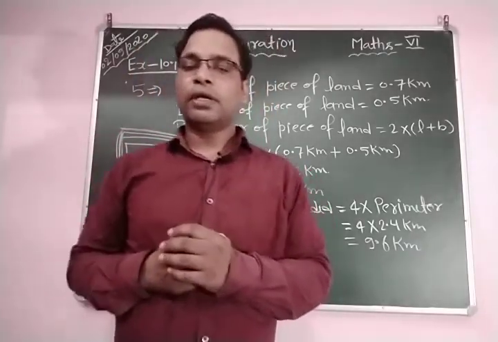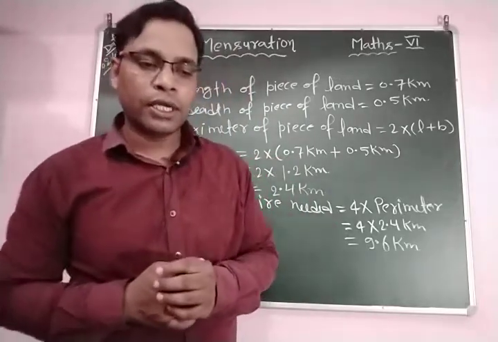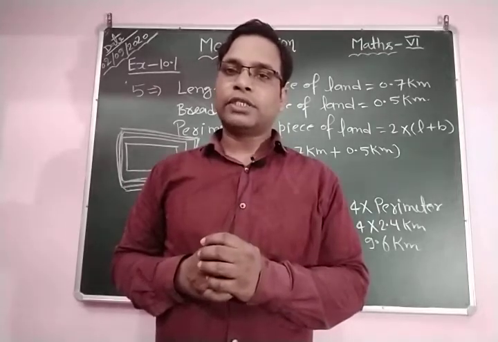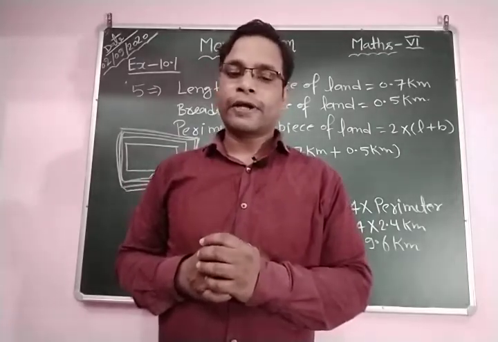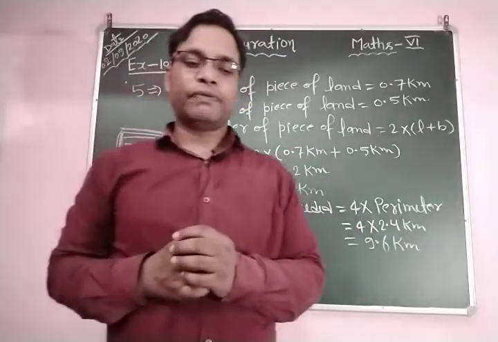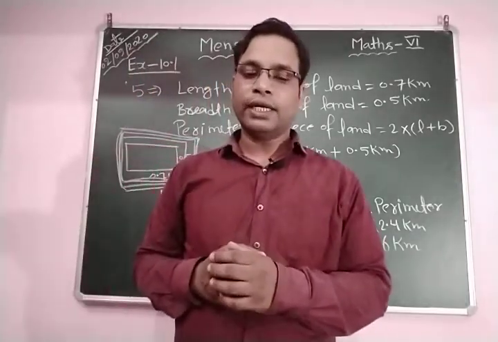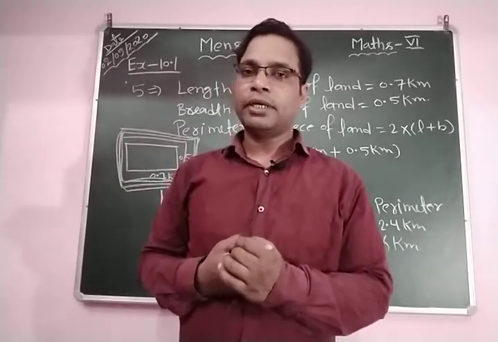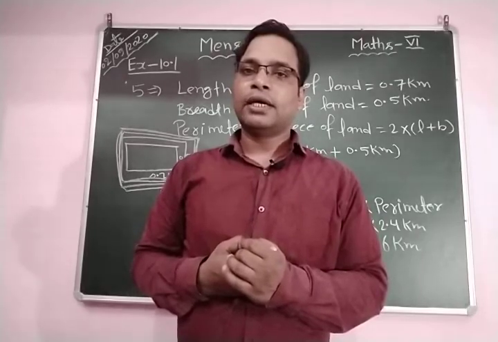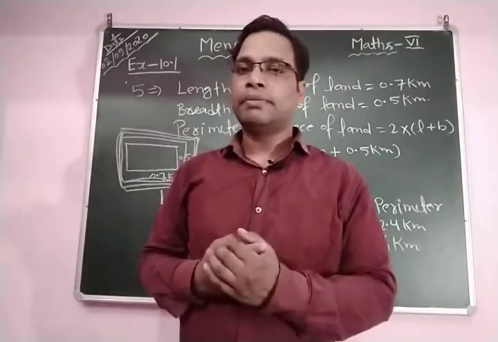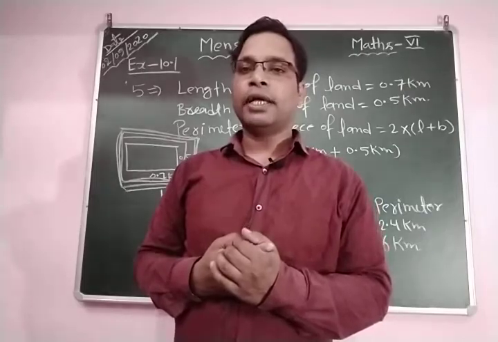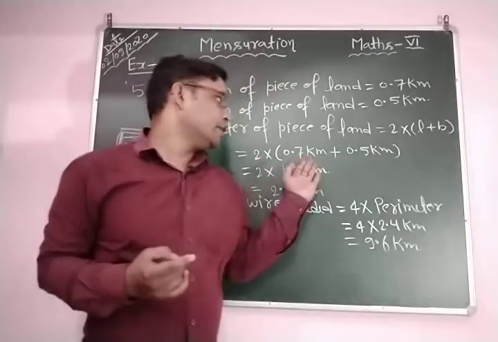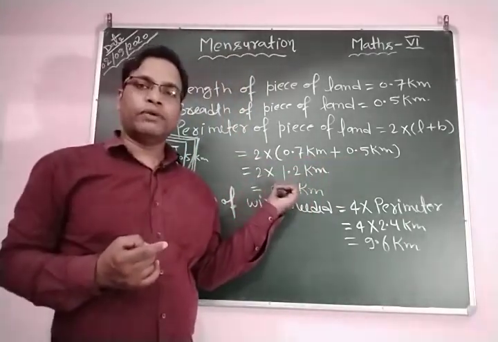So students, I hope all of you understood this question. In this question, first a rectangular piece of land measuring 0.7 by 0.5 kilometer is given. Each side is to be fenced with 4 rows of wire. What is the length of the wire needed? For this, first you find the perimeter of the rectangular piece of land. The length is 0.7 kilometer and the breadth is 0.5 kilometer. In this way you find the perimeter of the piece of land is 2.4 kilometers.